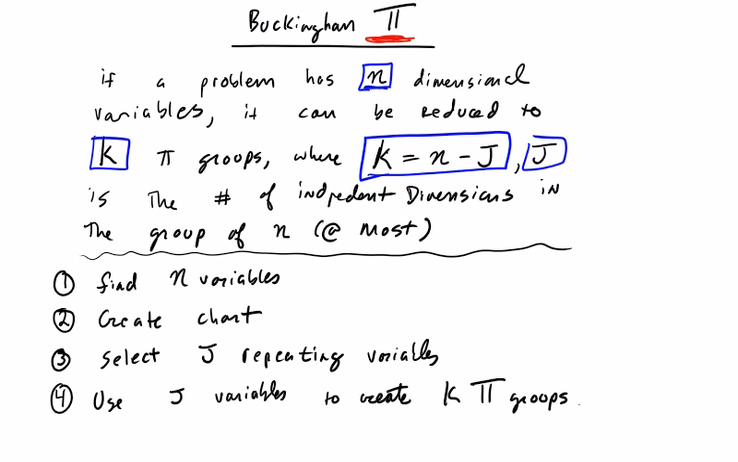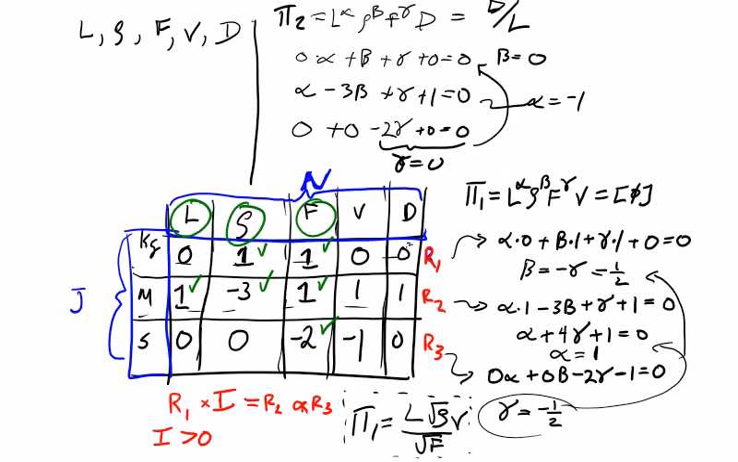Once you've created your j variables to create your k pi groups, then you solve to make them dimensionless. Okay? So this is a confusing process, and there are a lot of choices you have to make, and we will show in class how you make those choices. The basic idea is for any problem, you'll pick a bunch of variables you think are relevant, you'll count the dimensions, you'll make this chart.